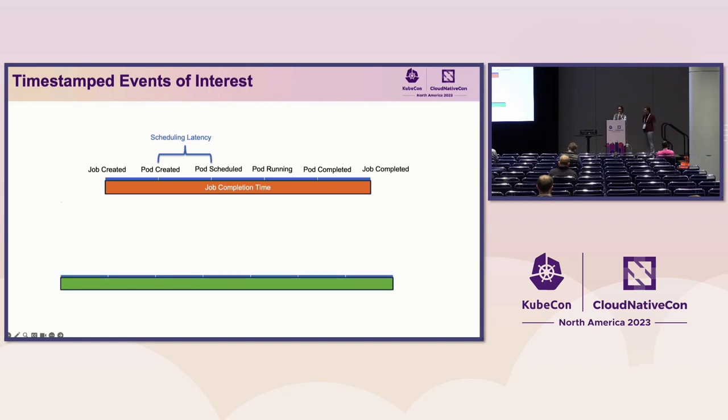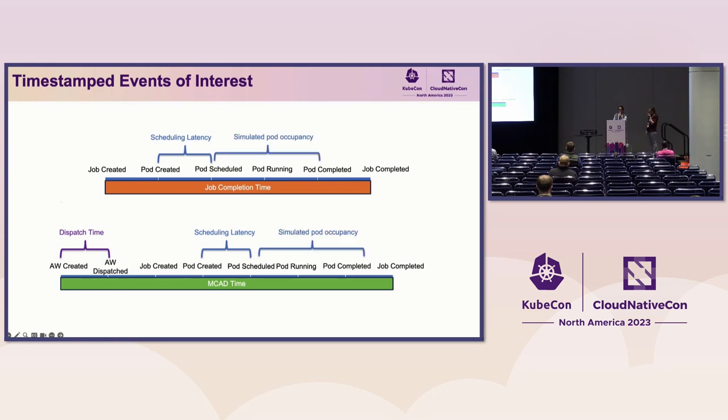With respect to MCAD, the timestamps that we captured were when this app wrapper was created, then when the MCAD system dispatched that app wrapper, and then finally when the job finished running. And this end-to-end time is what we refer to as MCAD time. One duration of interest to us was the dispatch time, between when the app wrapper was created and when it was dispatched. We also wanted to check the scheduling latency in case of MCAD. An important thing to note here is that because we're using KWOK, after the pod is scheduled and reaches the pod completion stage, this duration is essentially simulated using KWOK, and this duration is what we refer to as simulated pod occupancy.